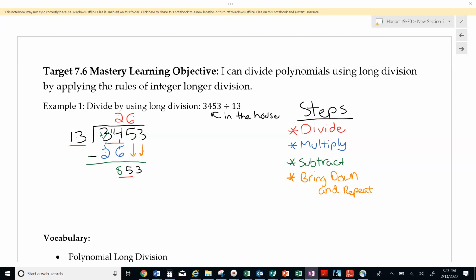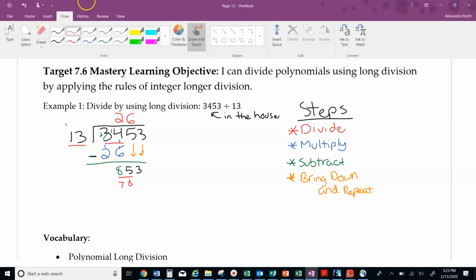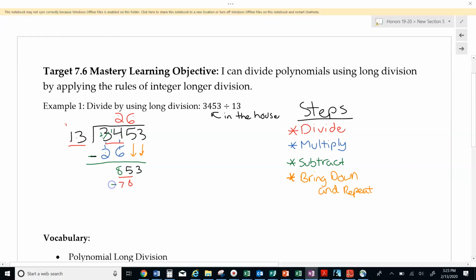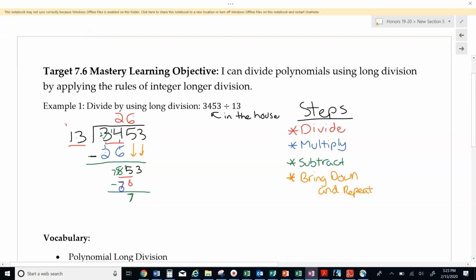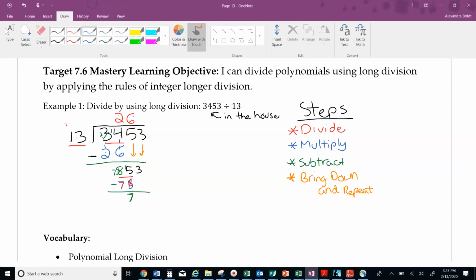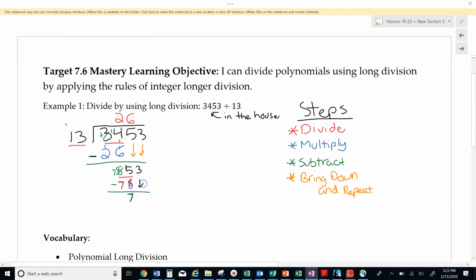So now I'm going to multiply. 6 times 3 is 18. We get another 1. 6 times 1 is 6, plus that 1 is 7. Now I'm going to subtract. I've got to borrow. 15 minus 8 is 7. 7 minus 7 is nothing. Oh, I used the wrong color for our multiply step. That's why it looks weird. Just changing the color. And then I have to bring down.